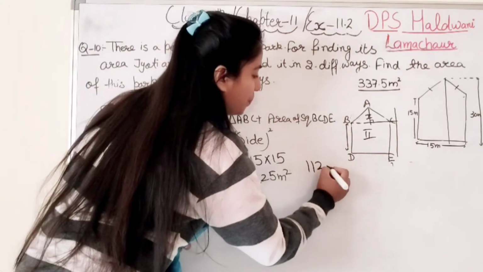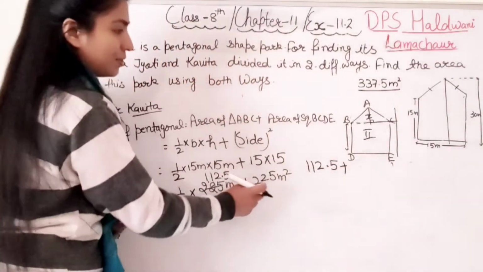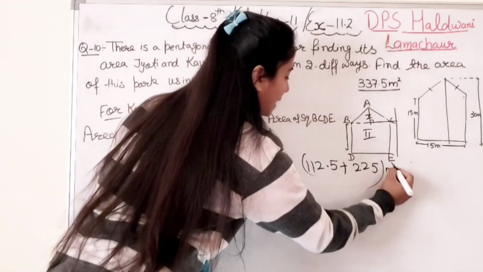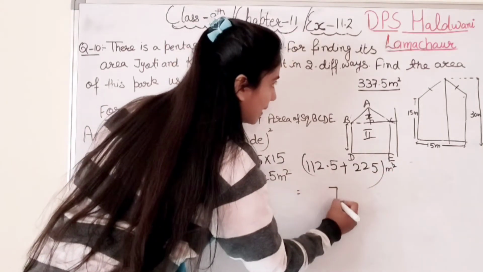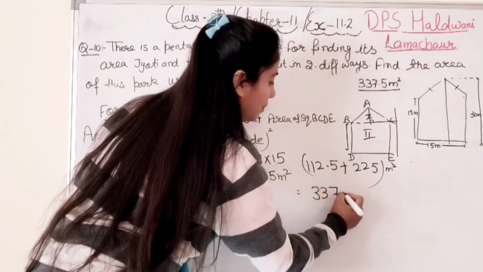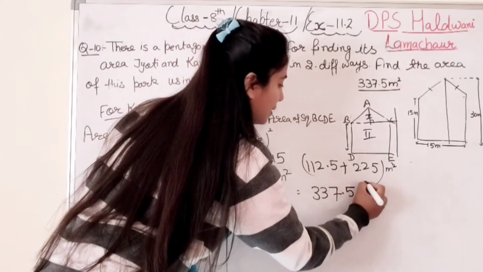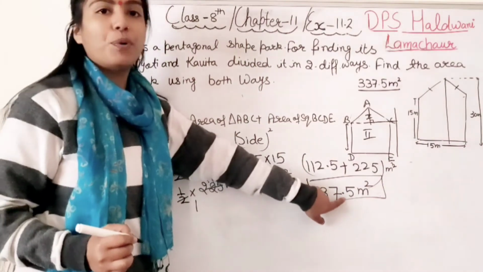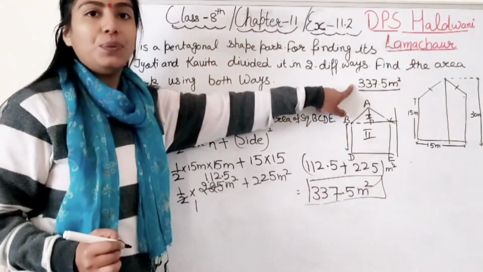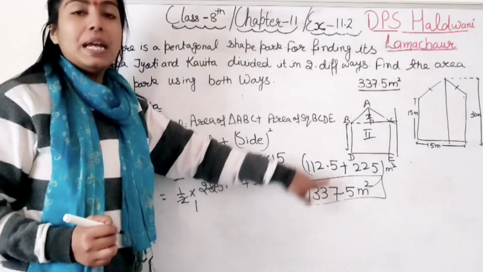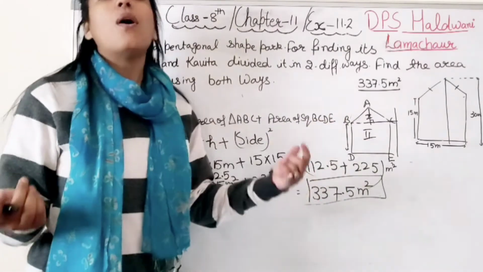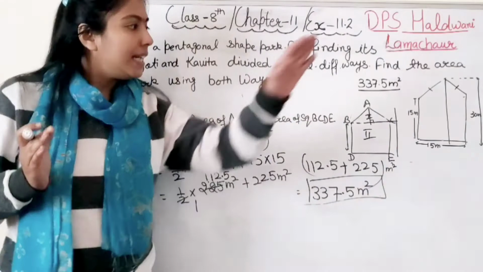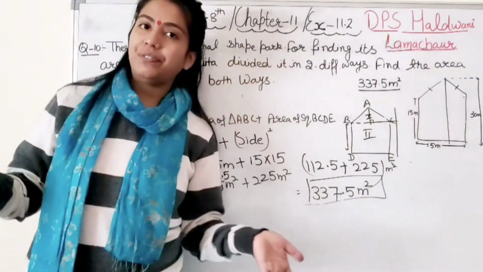So 112.5 plus 225 meters square. Now we'll add, student. We'll get 337.5. So it means we got, as per Kavita's diagram, 337.5. For Jyoti's also it was, and for Kavita's also. It means the area is the same. Always the areas will be the same because we have divided the same shape into different ways.